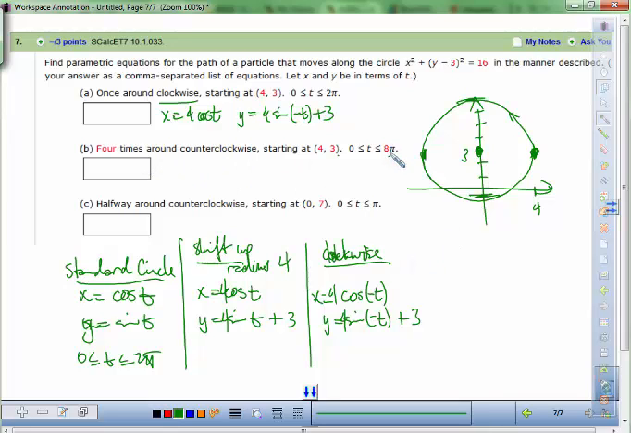If I want 4 times around from 0 to 8 pi, for each 2 pi I finish one circle, and this is just going to go 4 times around. So the standard shift up I think will do. So this one is going to be x equals 4 cosine t, y is equal to 4 sine t plus 3.